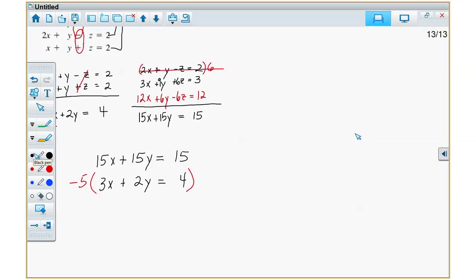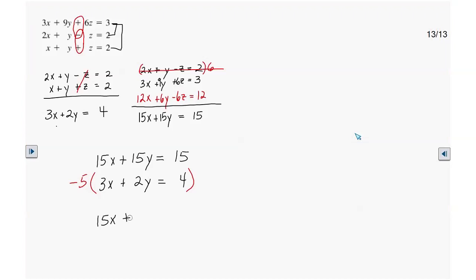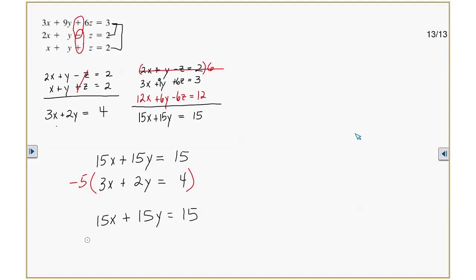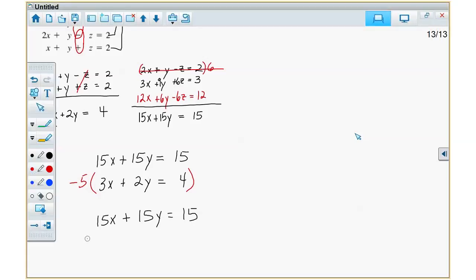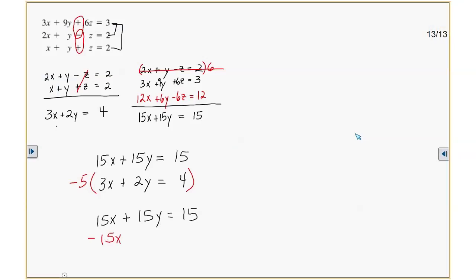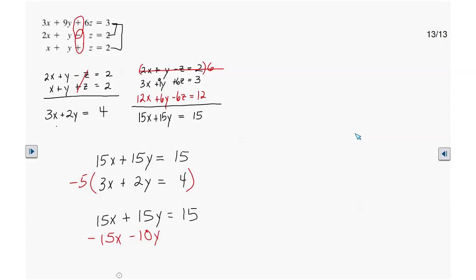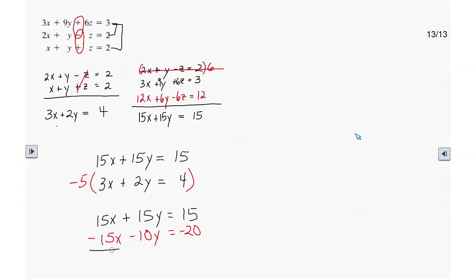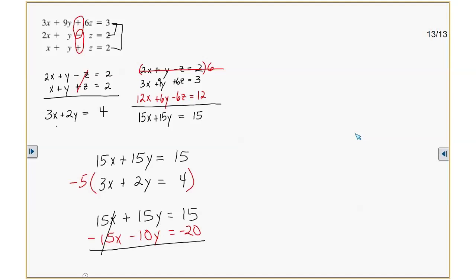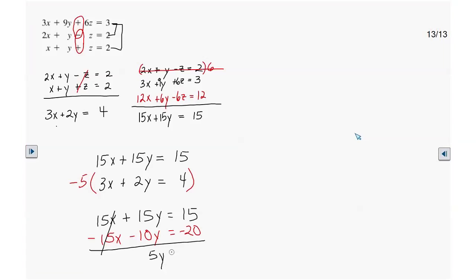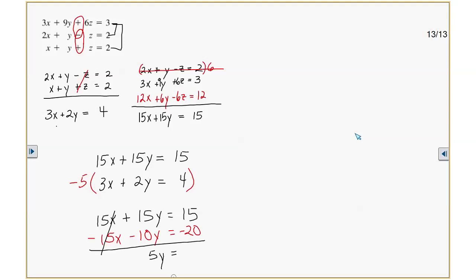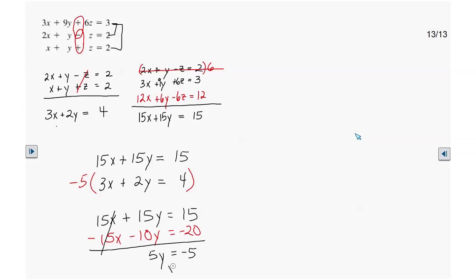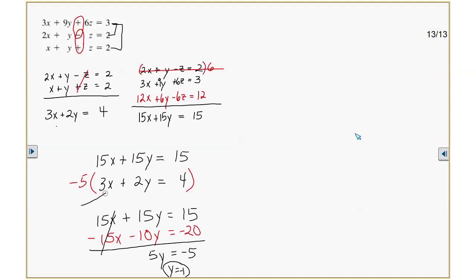And when I do, I get 15x, I'm going to go ahead and rewrite it, plus 15y is equal to 15. And then -15x, I'll write it in red, -15x, -10y, -20. Add those two. That goes out. 5y is equal to what? -5, thank you. And y is equal to -1. And what am I going to do with that y is equal to -1? I'm going to plug it into this one.